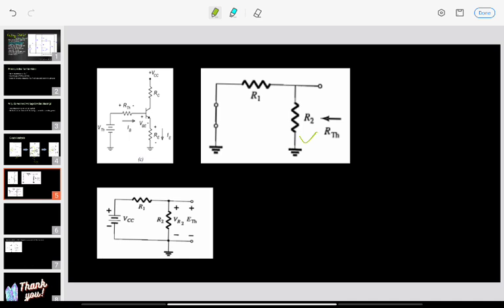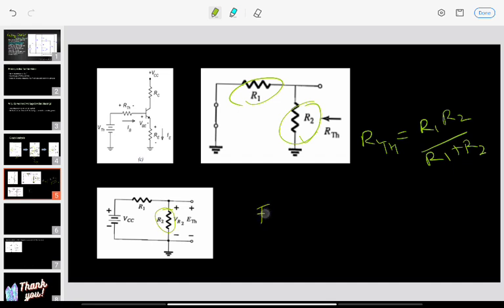So now how do we find out RTH and VTH? To find RTH, we will replace VCC by a shorted wire. So we can see that R1 and R2 are in parallel, hence RTH equals R1 R2 by R1 plus R2. And after we reintroduce VCC, we can see that ETH is nothing but the voltage across the resistance R2. So ETH equals R2 VCC by R1 plus R2.